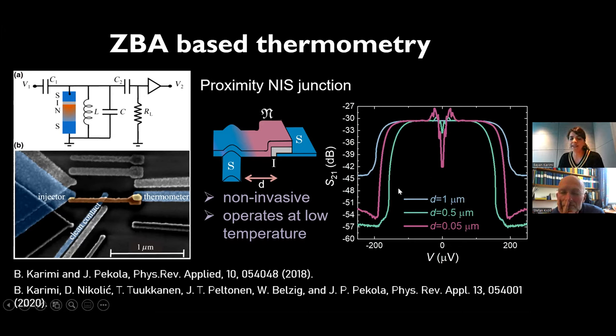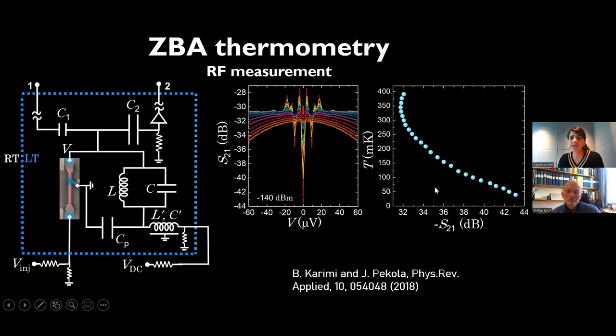The good thing is, first of all, this anomaly appears at zero bias. It means that it's non-invasive. Another important feature is that it is very sensitive at lower temperature. For example, here down to 20, but recently we measured down to 10 millikelvin and still have sensitivity. So now we have a sensitive thermometer which is non-invasive, operates at zero bias, and is sensitive towards lower temperatures in these kinds of setups.